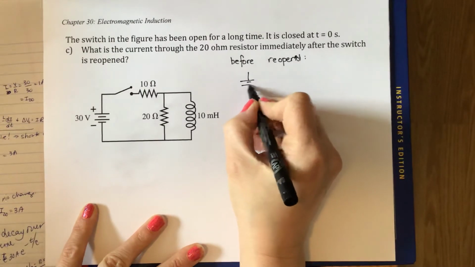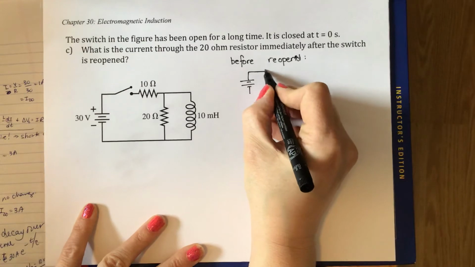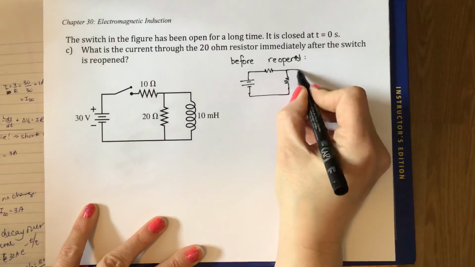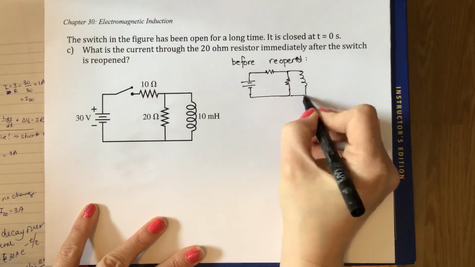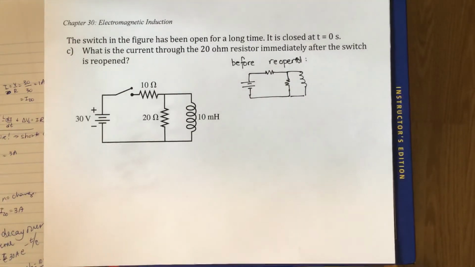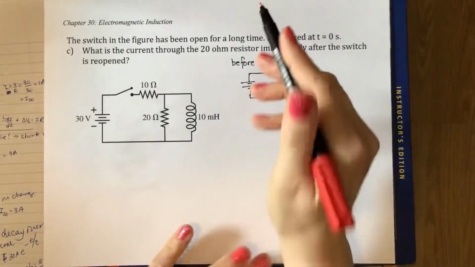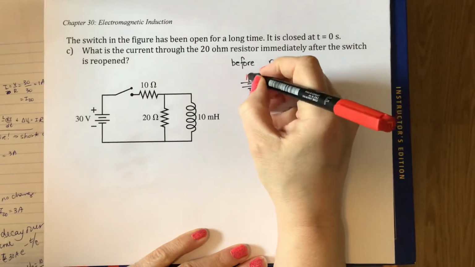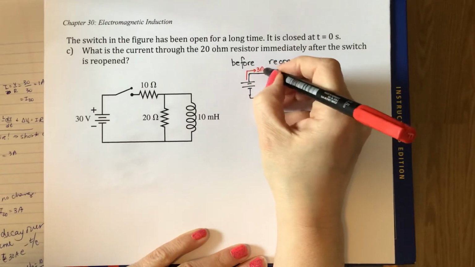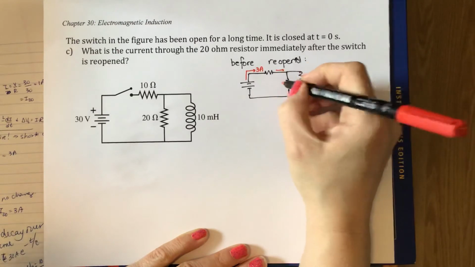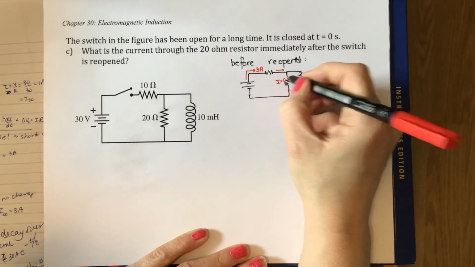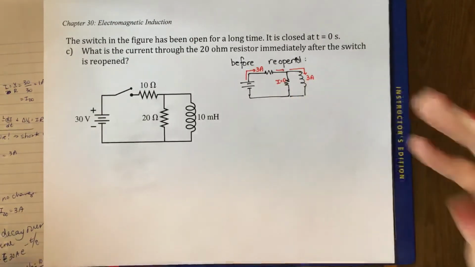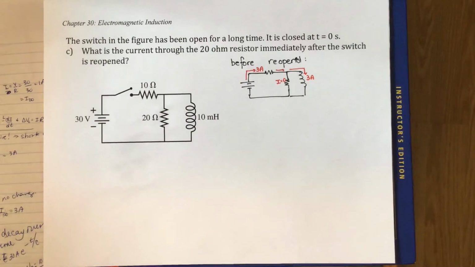reopened the switch, we had our 30 volt battery, our 10 ohm resistor, 20 ohm resistor, and our inductor, which acts as a short circuit. And what we had in each branch of that circuit was that the current through this branch was 3 amps. Then the current came along right here. The current through this branch was 0, and the current through this branch was 3 amps, because this acted as a short circuit and all of the current went through there.